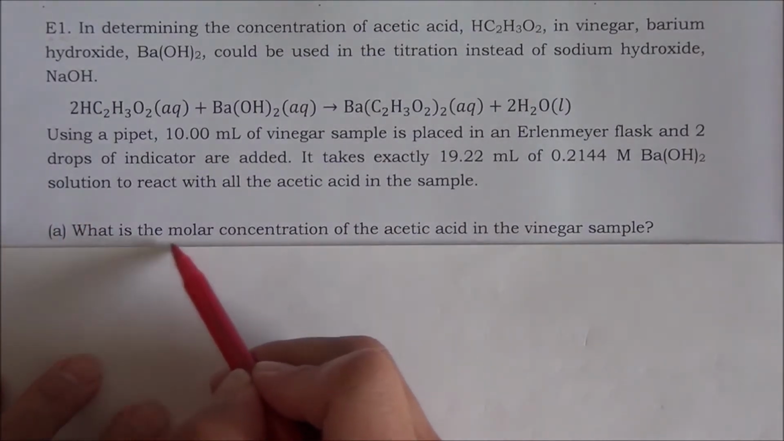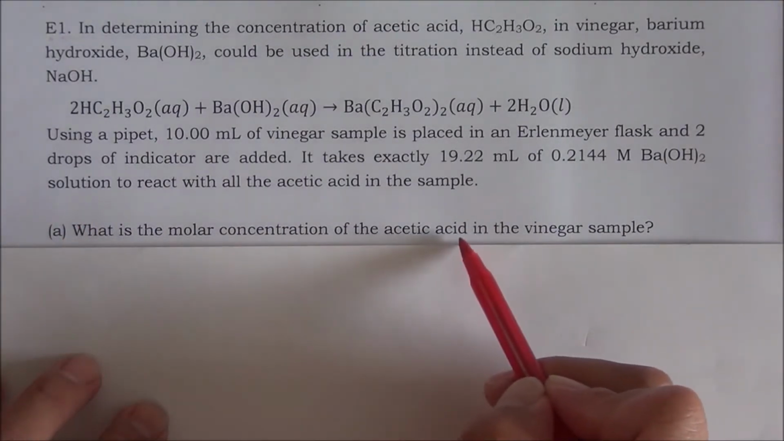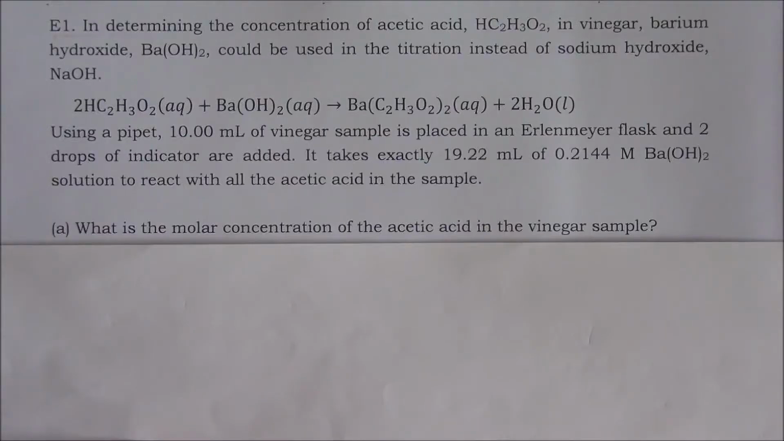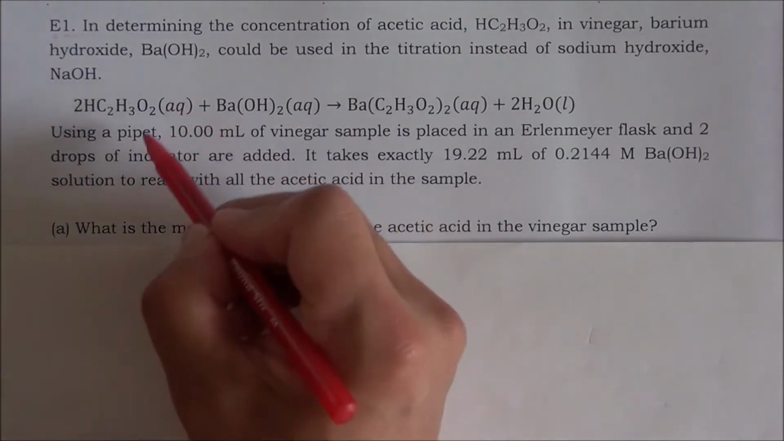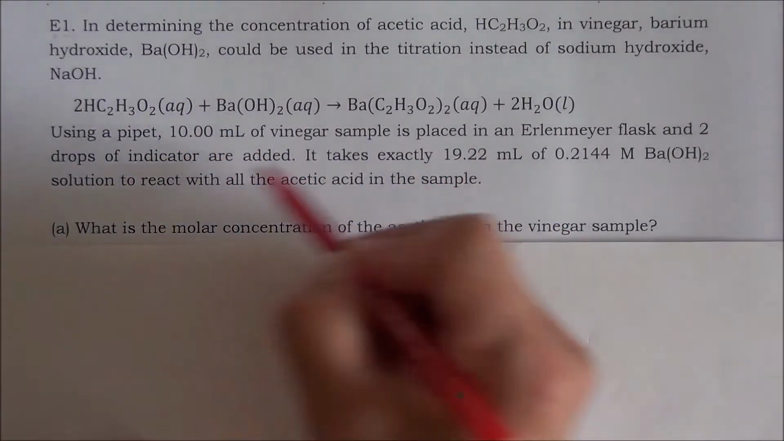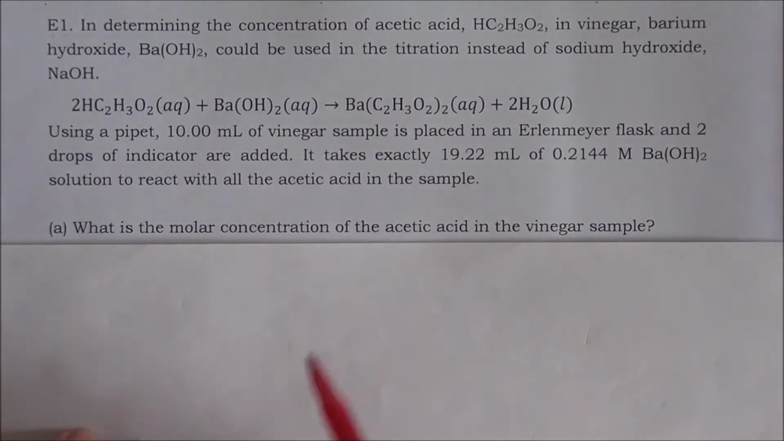A. What is the molar concentration of the acetic acid in the vinegar sample? The first step is to summarize the most important information. The most important information includes numbers with units, what we are looking for, and balanced chemical equations if there are chemical reactions in the problem.